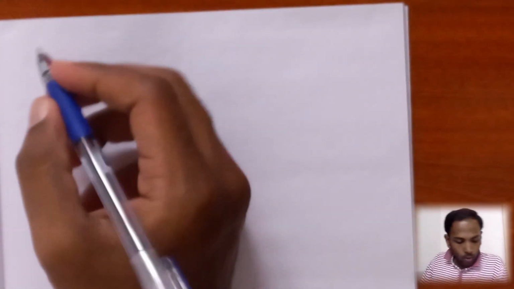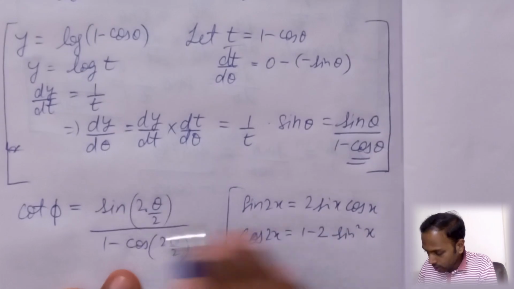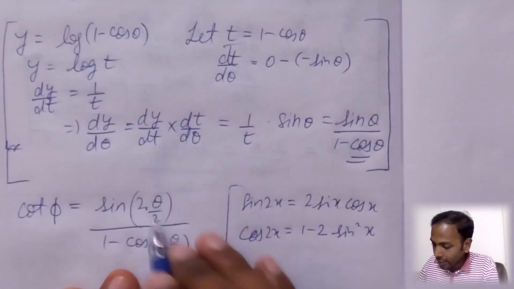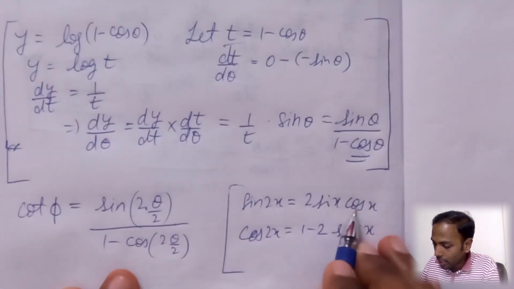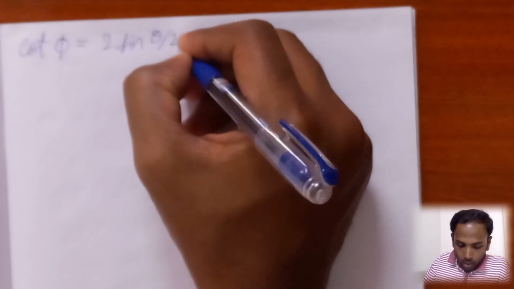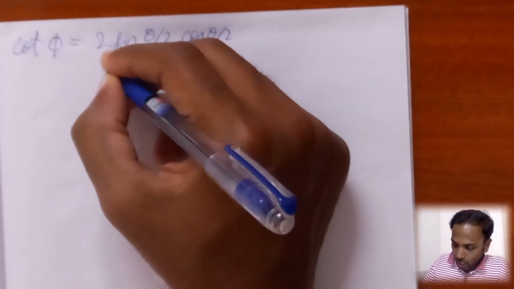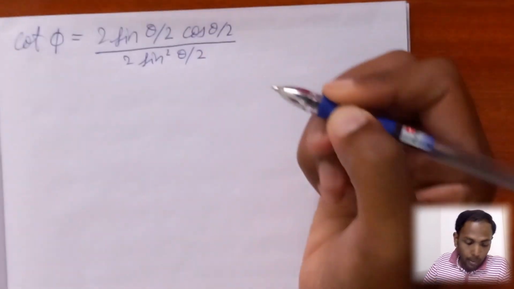So now cot phi is equal to applying this formula. Okay. See, in place of x, there is theta by 2. So after applying this formula here, this will basically become 2 into sine theta by 2 into cos theta by 2, because in place of x, there is theta by 2. So just applying these two formulas here, you will get like this 2 into sine theta by 2 into cos theta by 2 by 2 sine square theta by 2.